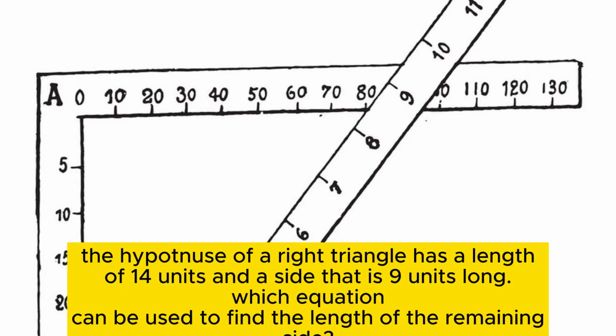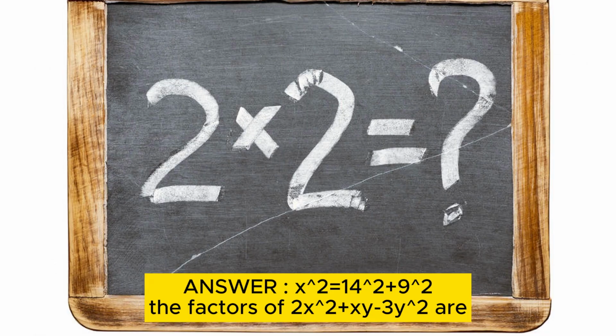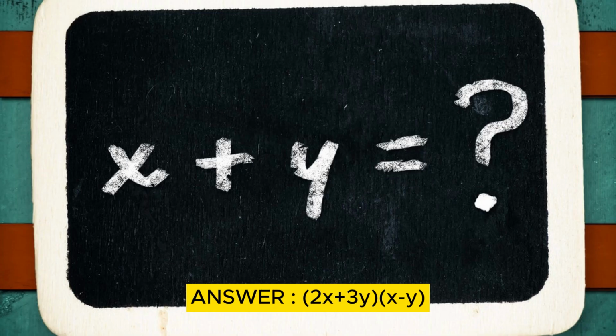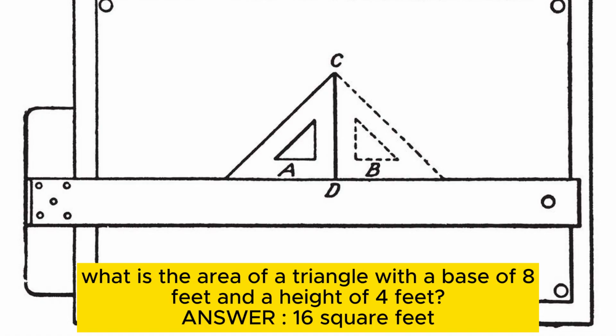The hypotenuse of a right triangle has a length of 14 units and a side that is 9 units long. Which equation can be used to find the length of the remaining side? Answer: x squared equals 14 squared plus 9 squared. The factors of the expression are. Answer: 2x plus 3y. What is the area of a triangle with a base of 8 feet and a height of 4 feet?